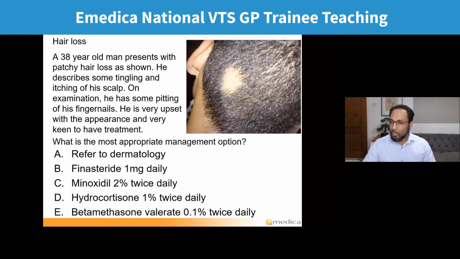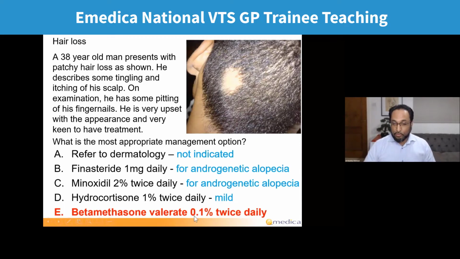Now, if I just look at what people picked in the poll, the correct answer for that is a potent steroid. So which of these is a potent steroid? The correct answer is E. Betamethasone valerate is a potent steroid. Even though this concentration is much smaller than this, hydrocortisone on its own is a mild steroid, and so it's not suitable for treating this.